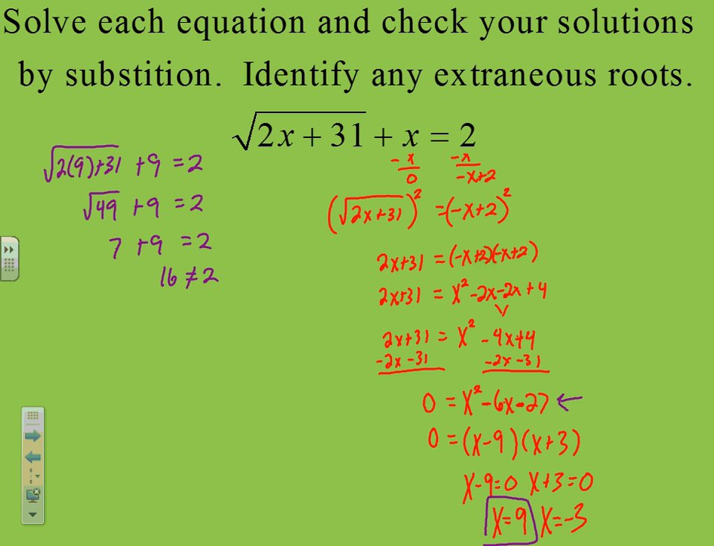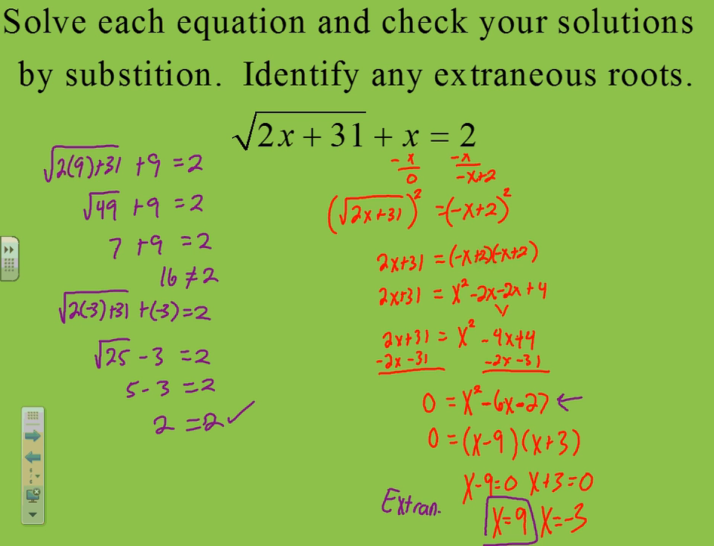Okay, so real quick, let's just walk through the last one, just to make sure that the negative 3 works also. So the square root of 2 times negative 3 plus 31 plus the negative 3 equals 2. So 2 times negative 3 is negative 6. Negative 6 plus 31 is going to be the square root of 25, which is 5. 5 minus 3 equals 2, and that is true. 2 equals 2.